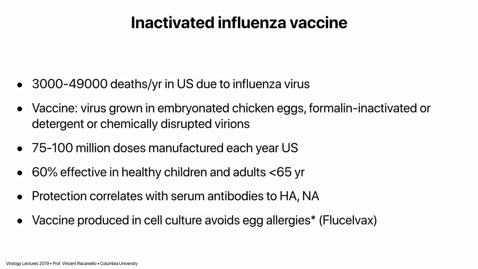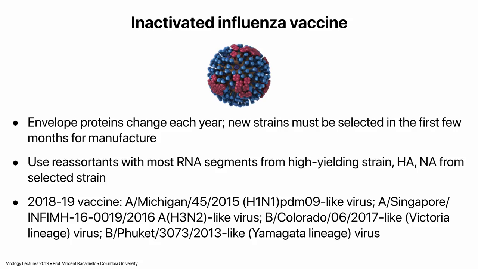Now, because this virus changes every year, it undergoes antigenic drift, we have to select every year new strains to make the vaccine with. This is a real problem, and so you have to get immunized every year. And what we do to make this easy, we identify what HA and NA we need, and we reassort those genes into a virus that we know grows well in eggs, because most flu strains that are circulating don't grow well in eggs. So we make reassortants. And if you're curious, this year's vaccine, which the season is coming to an end now, consisted of four viruses, an A H1N1 virus, an A H3N2 virus. These are the descriptions of the hemagglutinin and the neuraminidase, and two type B strains.